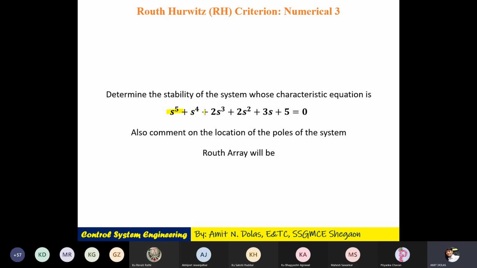s to the power 5 plus s to the power 4 plus 2s cube plus 2s square plus 3s plus 5 is equal to 0. And solve it. We'll solve for the roots or poles later on in the next PPTs. First of all, we are interested in stability and the number of roots present in the RH. It may take certain time. Please write down the equation because I'm going to minimize the PPT.